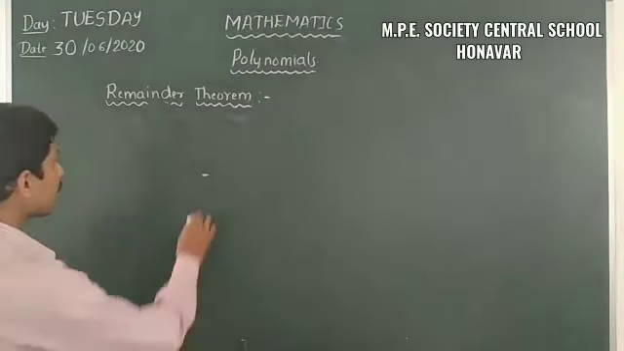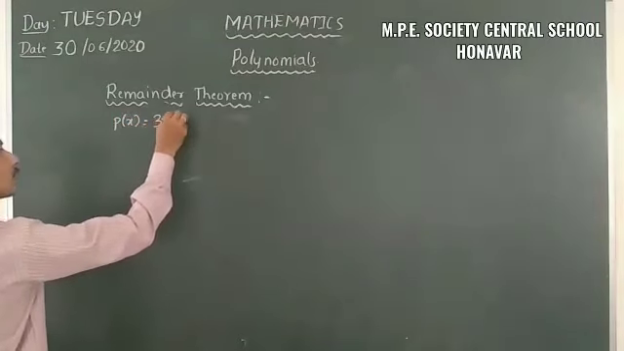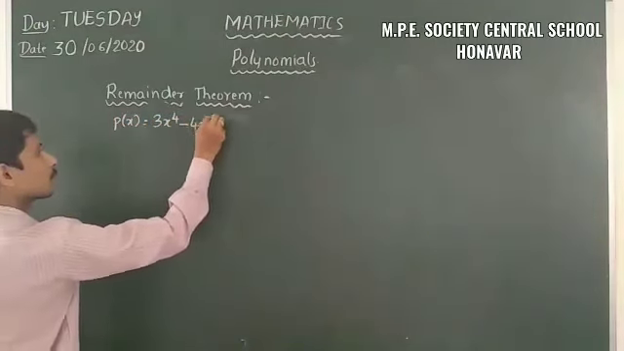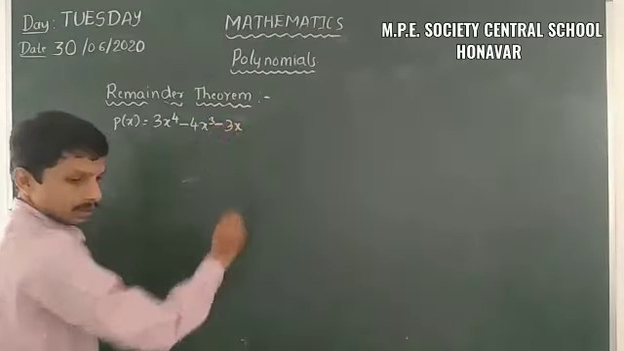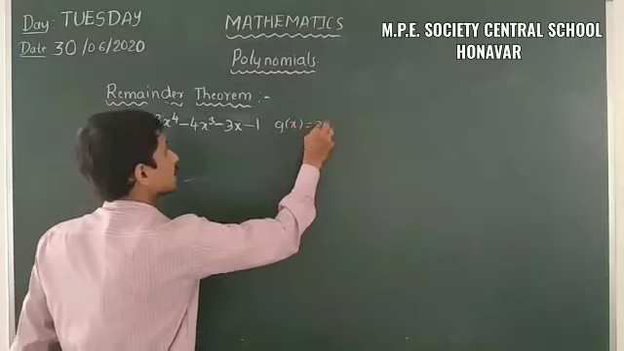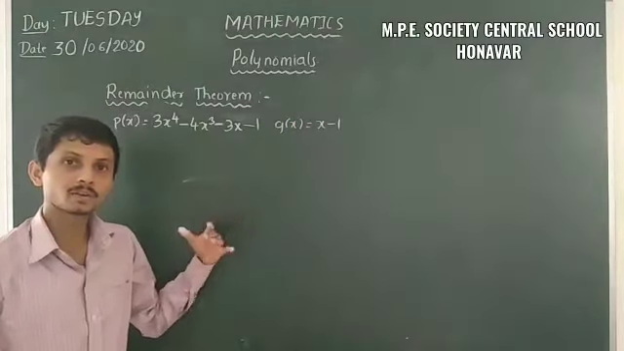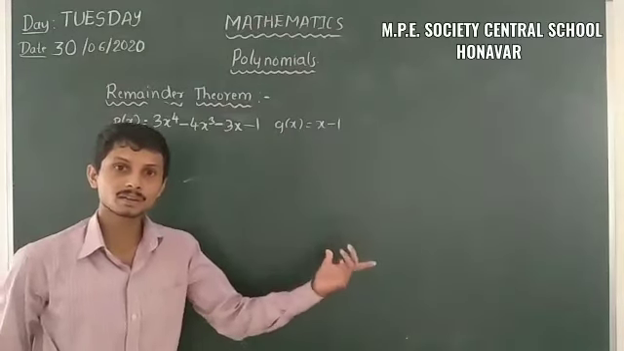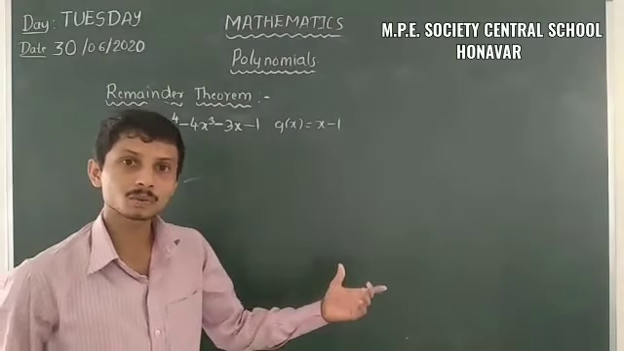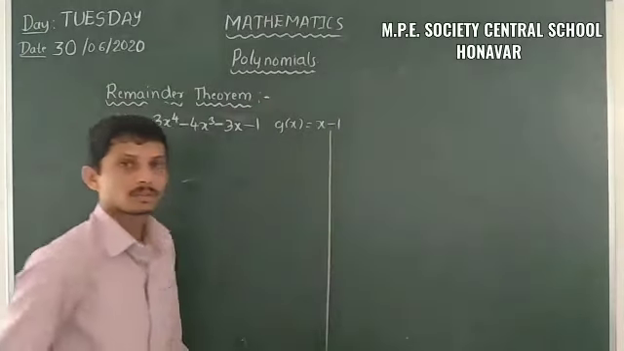So let us divide. Here p of x is equal to 3x raised to 4 minus 4x cube minus 3x minus 1, and g of x is x minus 1. So we have to divide this and find the remainder, and after that we have to check the remainder theorem.